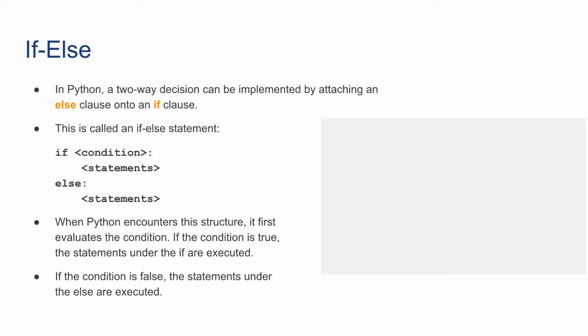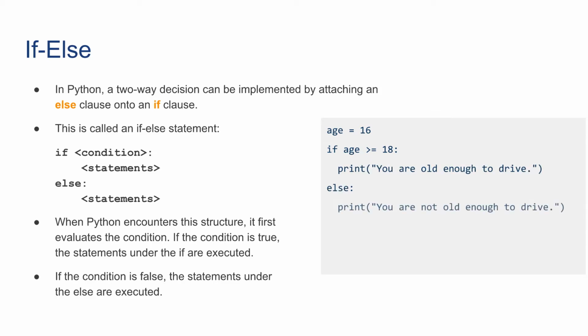And then here's an example. So we have an age variable set to 16, and then if age is greater than or equal to 18, we'll print you are old enough to drive, and else you are not old enough to drive. So in this case, since the condition is false, you are not old enough to drive will be printed. And then let's see this example in the Python shell.